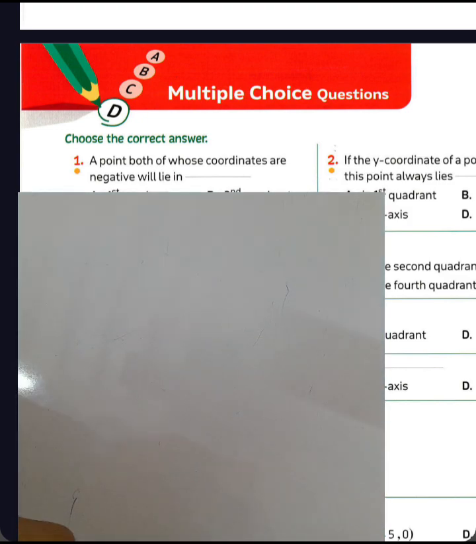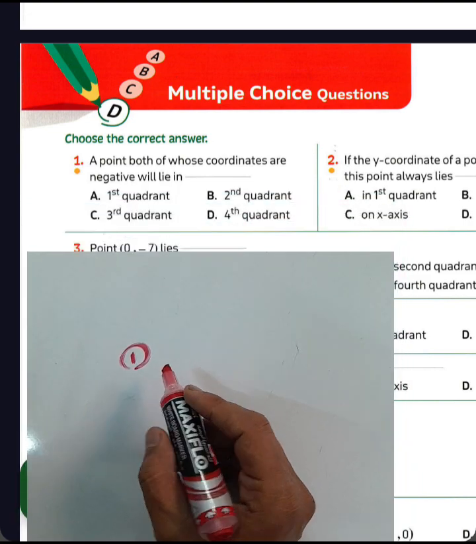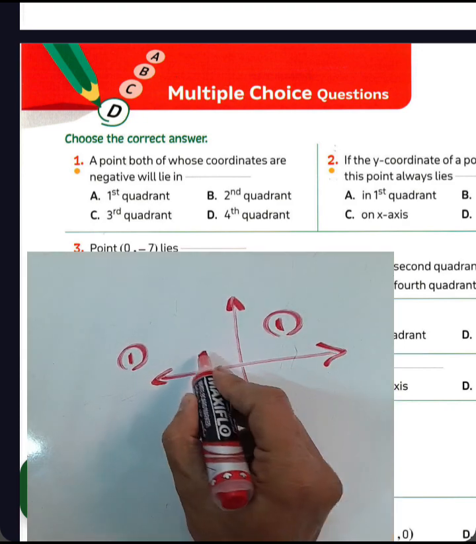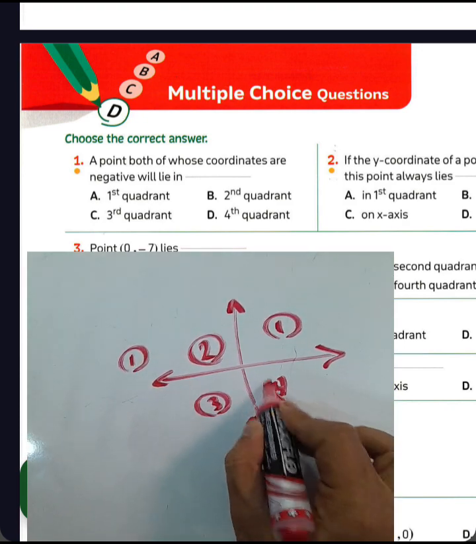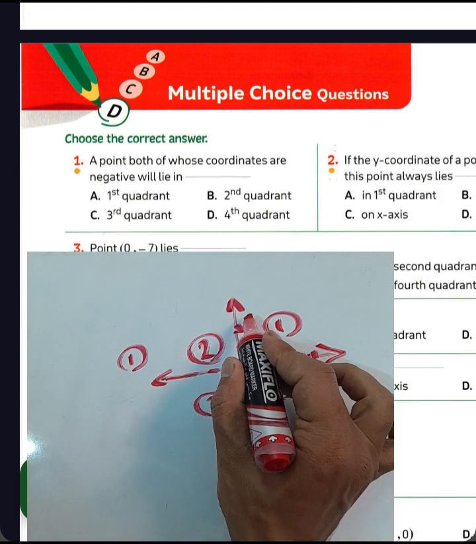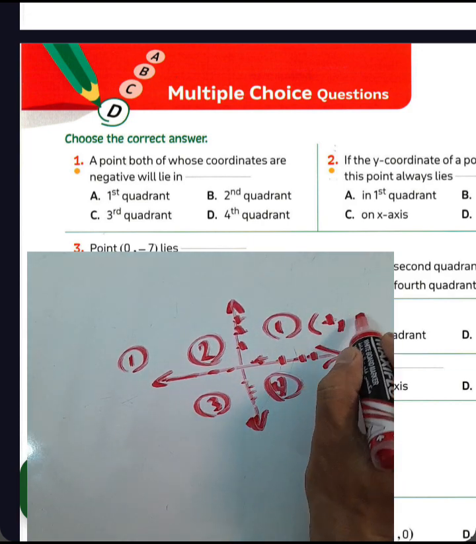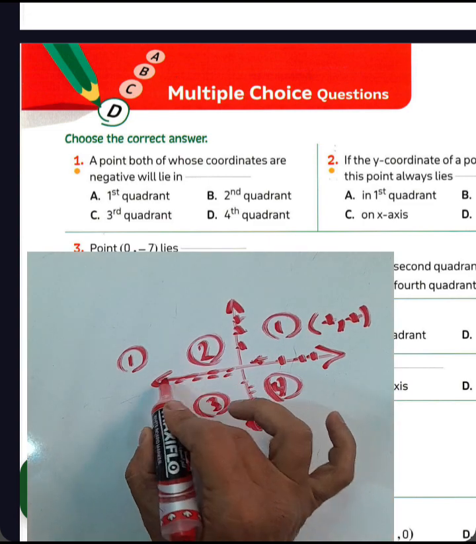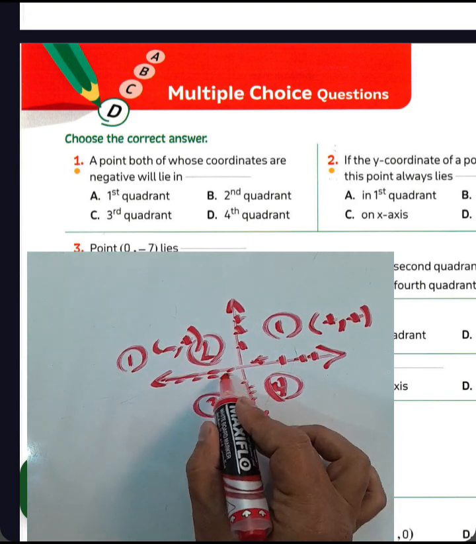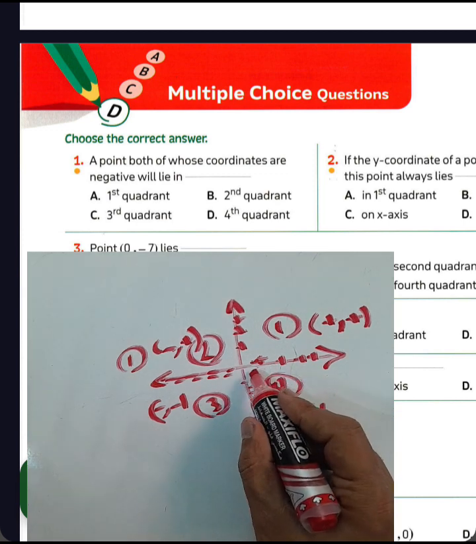Look with me at question number 1. A point both of whose coordinates are negative will be what? We have four quadrants: first, second, third, and fourth. The signs are positive and negative for each axis. In the first quadrant the signs are positive and positive, in the second quadrant negative and positive, in the third quadrant negative and negative, and in the fourth quadrant positive horizontal and negative vertical.